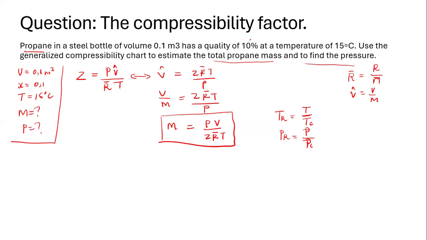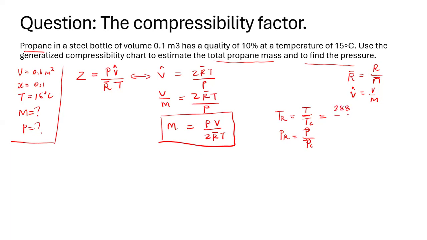Now I'm going to determine the reduced temperature using the critical temperature and the temperature provided. Remember, I have to convert my temperature into Kelvin. So I'm going to say 273 plus 15 degrees, I get 288 Kelvin. That will be my temperature.